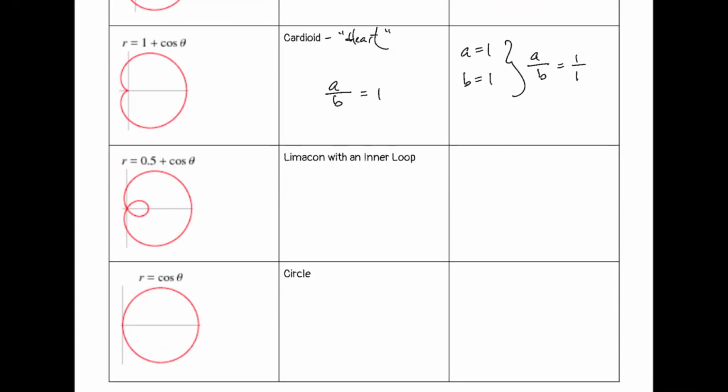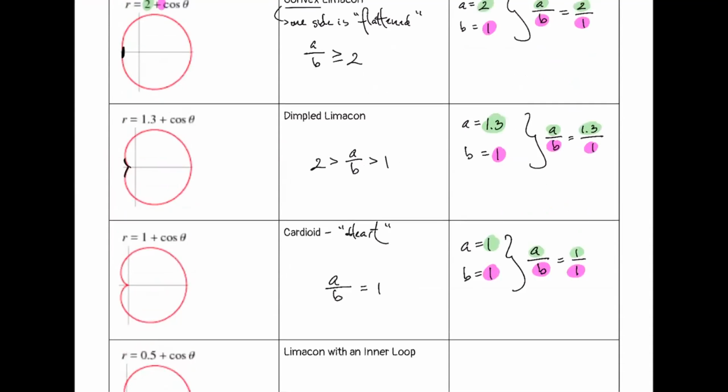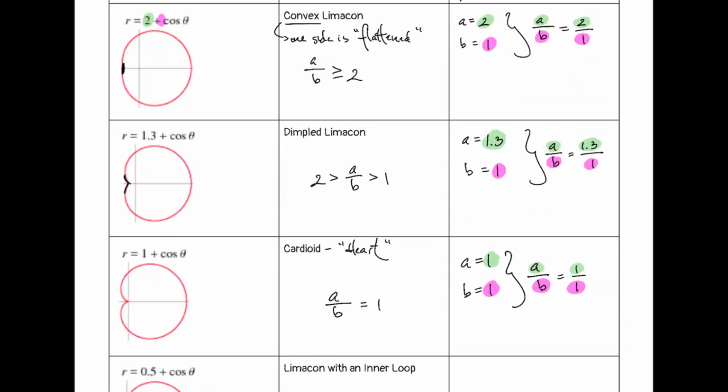All right. So the ratio of those is 1, or the A and B are exactly the same, you're going to get a heart. Okay. All right, so we can sort of see this progression here where the convex one was flat on one side, then the dimpled one was a little bit of a corner, and then we get the full heart when we're looking exactly at 1, okay?